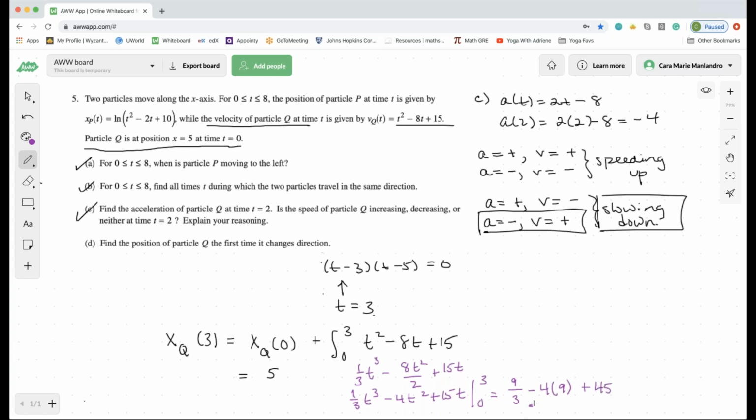So 27 over 3 is 9, so 9 minus 36 plus 45. The value of that integral is 18. So I get 5 plus 18 is 23. So this position is 23.